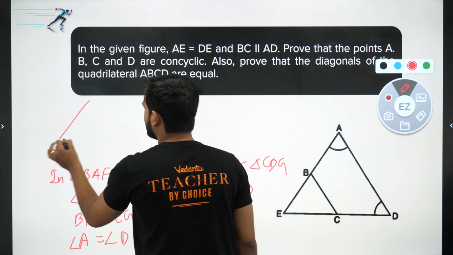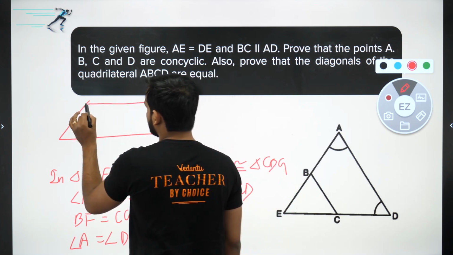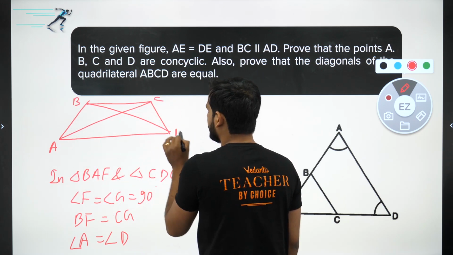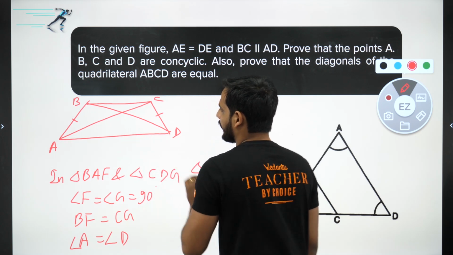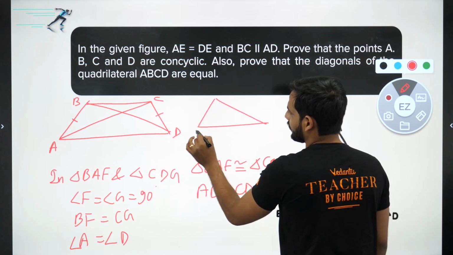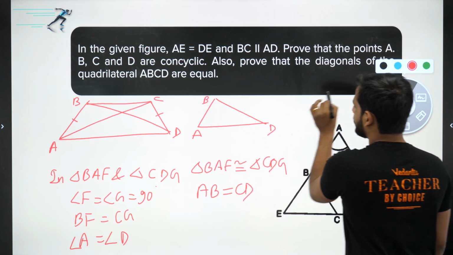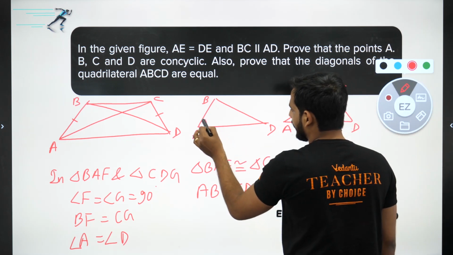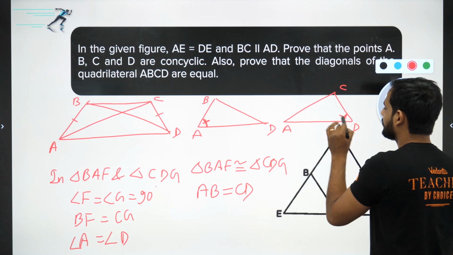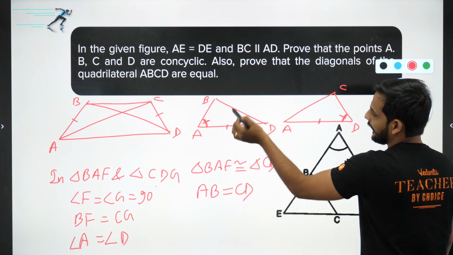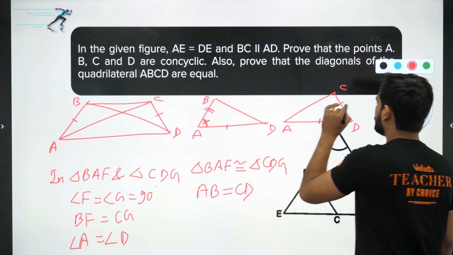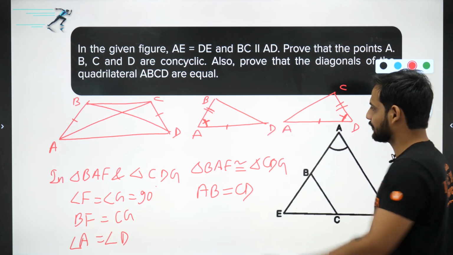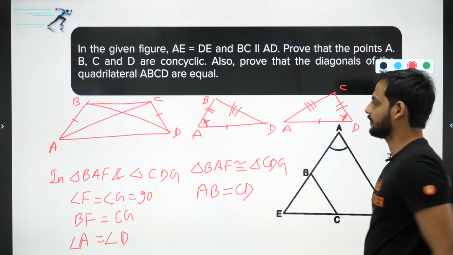Now look at the diagonals part. We have got AB is equal to CD. Now let us look at these two triangles ABD and CAD. First thing, we know that angle A is equal to angle D, right? AD is the common part and AB is equal to CD. So you can see by side angle side, these two will be congruent. So by CPCT you can say BD is equal to AC. So the diagonals are equal.